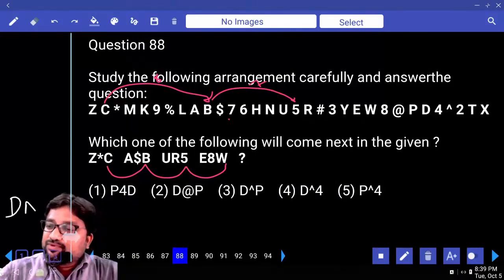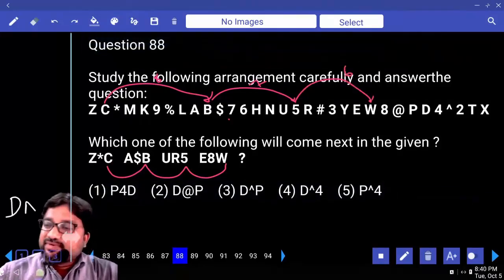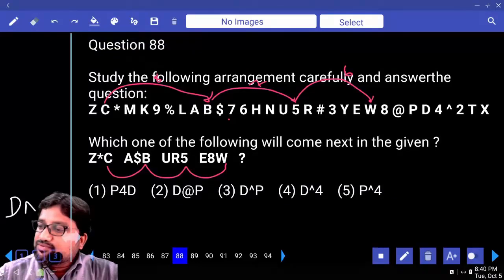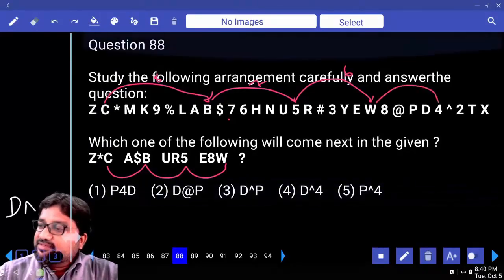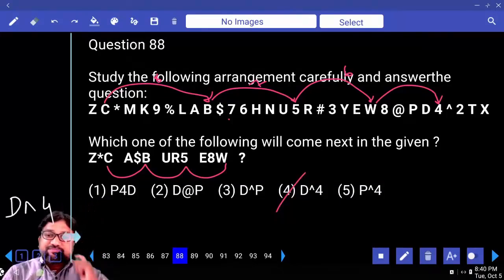After 5 I'll go to W. 1 2 3 4 5 6. Sixth element is W. What should be my next element? Fifth element. Fifth element after W. 1 2 3 4 5 is what? 4. D, power 4 is my answer. Fourth option. Is this clear?